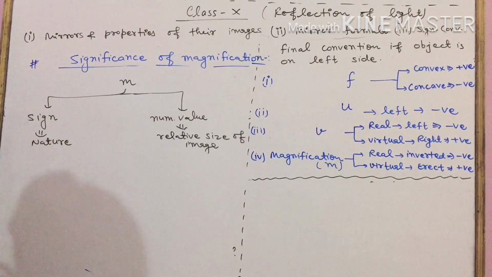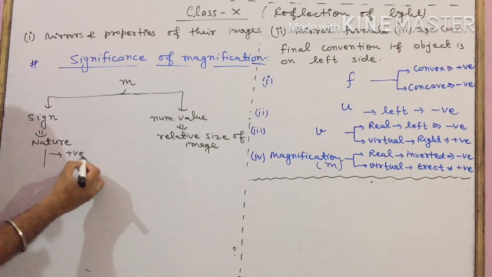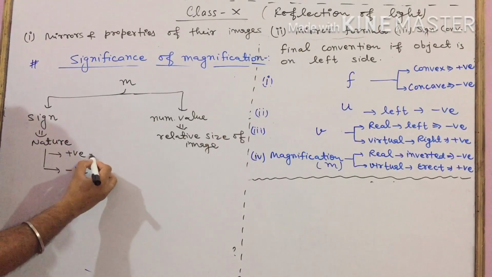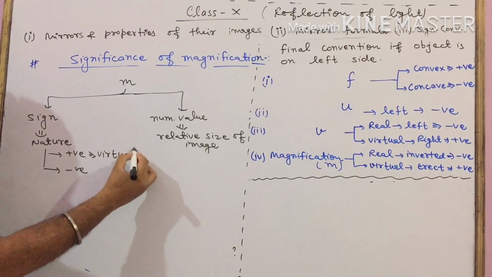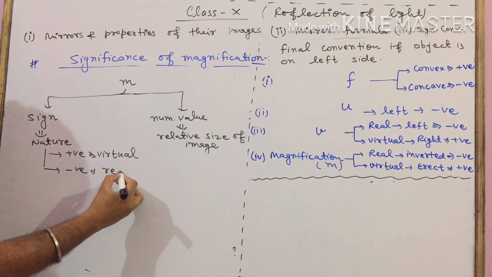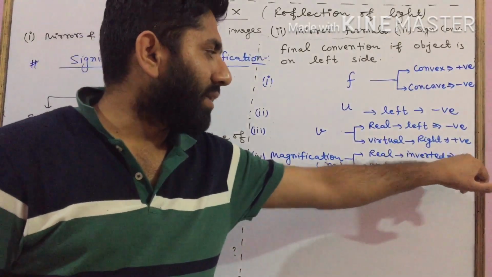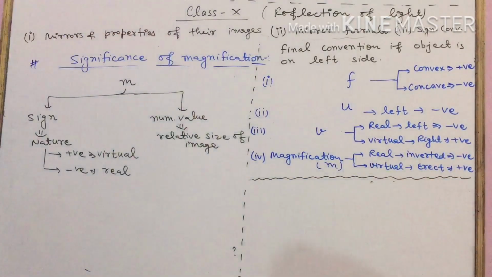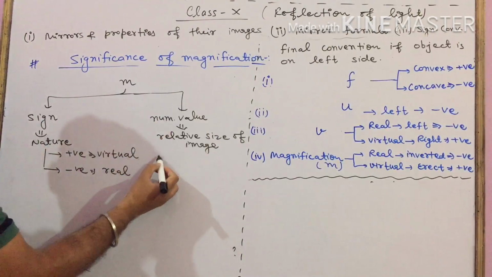Now this magnification can have two types of signs, meaning the magnification might be positive or it might be negative. So you remember, if magnification is positive, it indicates that the image formed is a virtual image, while if magnification is negative, it indicates that the image formed is real. As we just discussed, real image means magnification is negative, virtual image means magnification is positive. The same thing I am talking about here. Positive magnification means virtual image, negative magnification means real image.